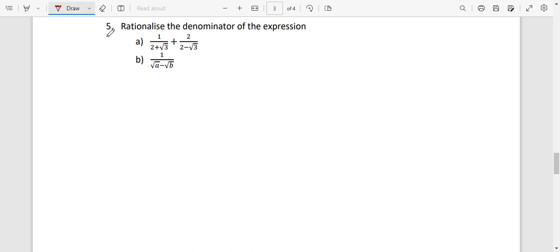Okay, let's work out this. Rationalize the denominator of the expression. The first one we have is 1 divided by 2 plus the square root of 3 plus 2 divided by 2 minus square root of 3. What do you think? What are we going to do for this question?